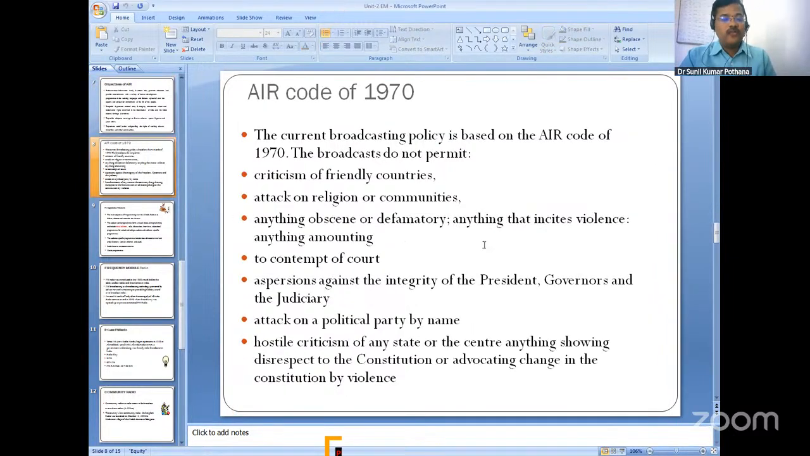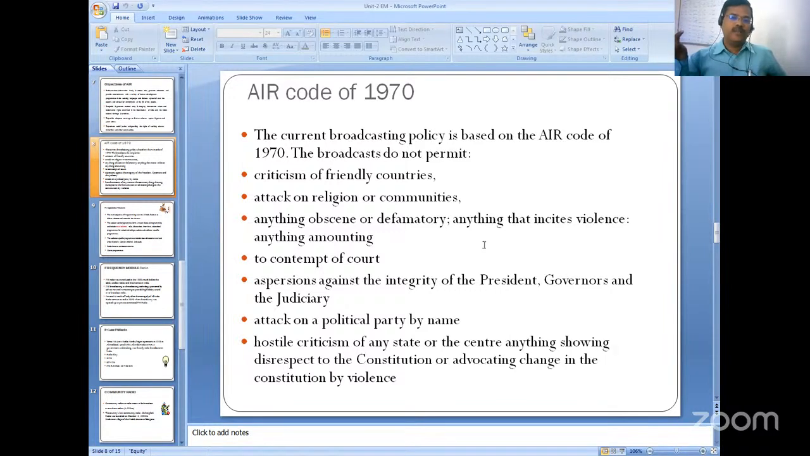Here we have to know about the All India Radio Code of 1970. The current broadcasting policy is based on the AIR Code of 1970. The broadcasts do not permit, I repeat, do not permit criticism of friendly countries. We have some friendly countries, so there is no broadcasting of criticism of friendly countries, and attacks on religion or communities. This is not permitted.